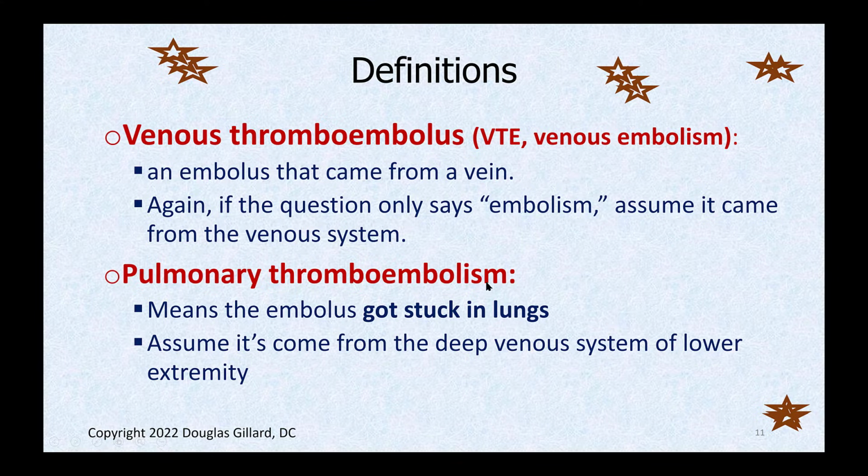Pulmonary thromboembolism, it's assumed it comes from the deep veins. So you can just assume that there was thrombus in the deep veins, it broke loose and became an embolism, and it got stuck in pulmonary, which means lungs. See how that works?